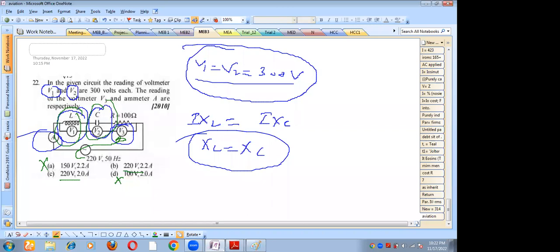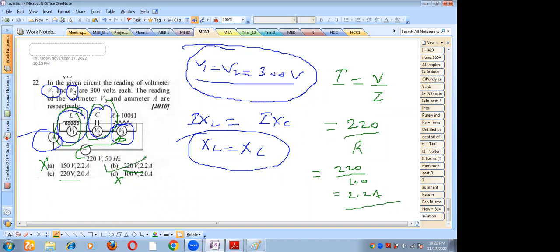Now you have to find the current. In a resonance circuit, what is the value of current? We know that I is equal to V by Z. Since in resonance voltage and current are in the same phase, here the applied voltage is 220, and Z equals R in case of resonance. So 220, and what is the resistance? 100. Resistance is 100. So we will get 2.2.